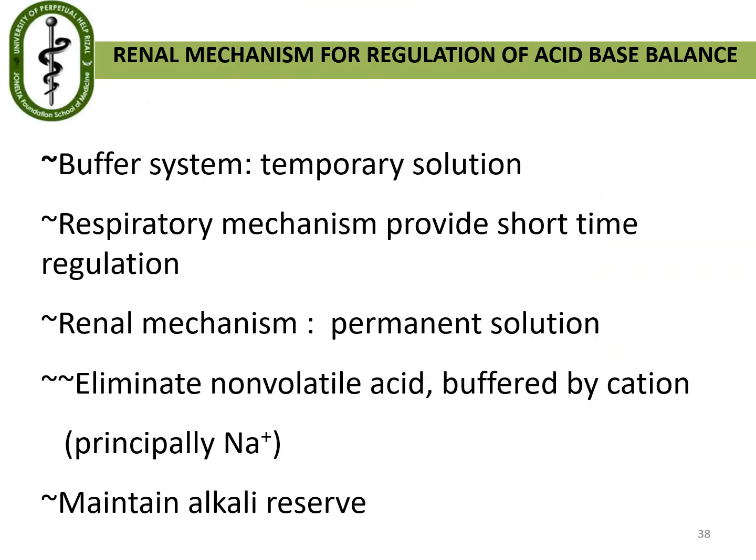The renal mechanism for regulation of your acid-base balance. Usually the buffer systems are first-line temporary solutions. The secondary will be your respiratory mechanism, which provides a short time of regulation, while the permanent solution will be your renal mechanism. The renal mechanism will eliminate non-volatile acid buffered by the cation, especially sodium. Usually your renal mechanism will try to maintain abundant alkali reservoir, or your bicarbonate.